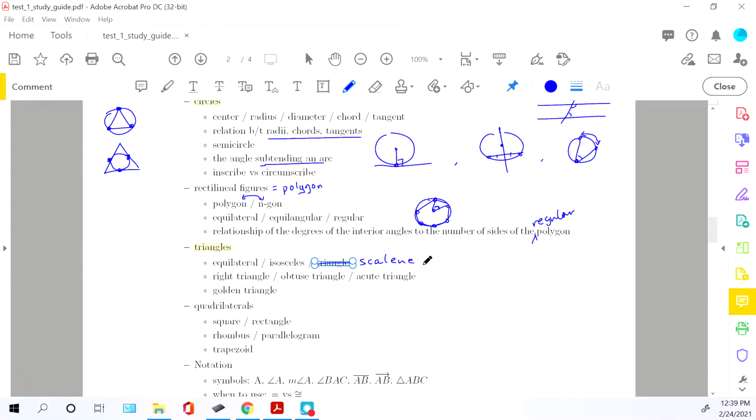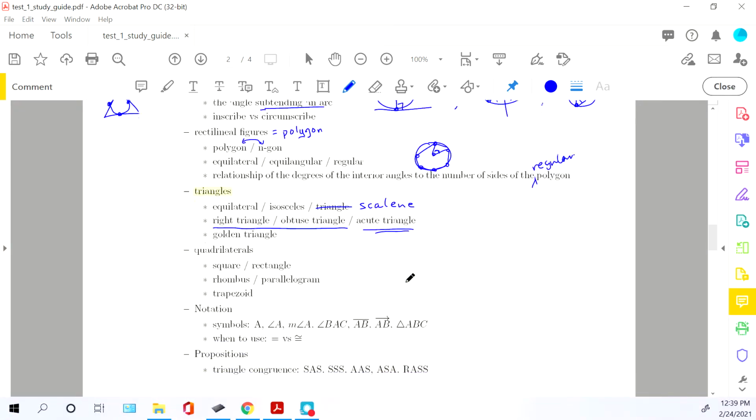So that deals with sides. Other types of triangles are right triangle, obtuse triangle, and acute triangle, and that depends on the angles. Right triangle, exactly 1 right angle. Obtuse, exactly 1 obtuse angle. In both of those two situations, the other 2 angles in the triangle are going to be acute, and for acute triangles, all 3 angles are acute angles, or less than 90 degrees. And last type of triangle that we talk about is a golden triangle.